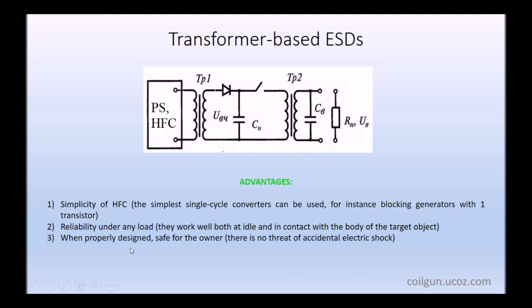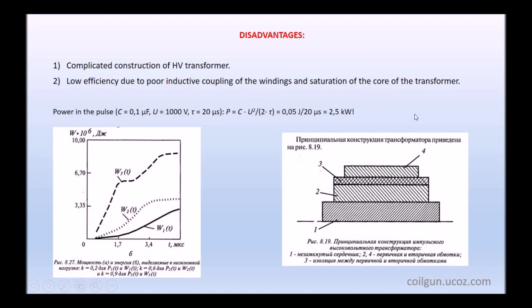and when properly designed, safe for the owner, because the high voltage and low voltage, intermediate voltage parts are galvanically isolated one from another. What are the disadvantages? Complicated construction of the high voltage transformer. We spoke about it, but now I can show you some pictures.